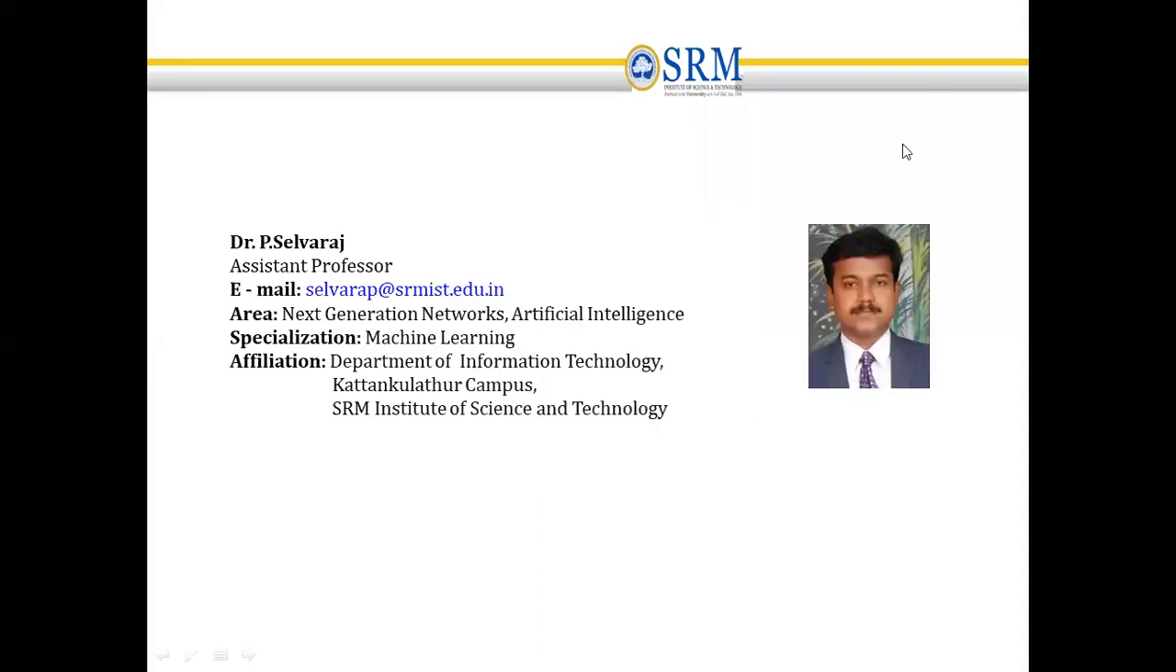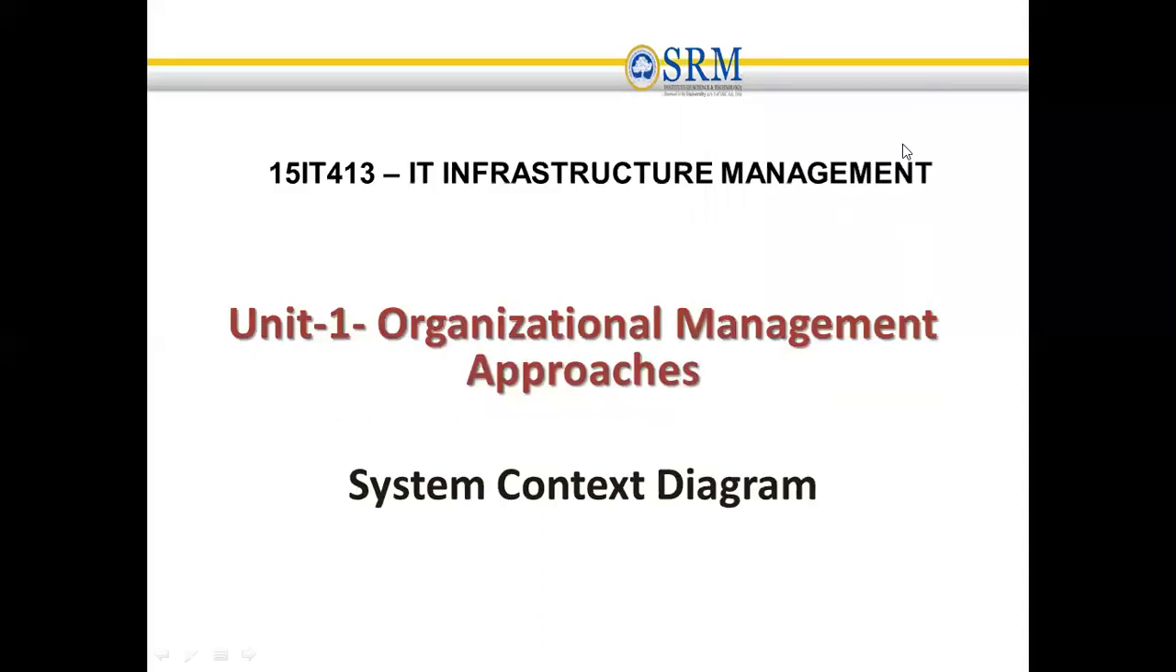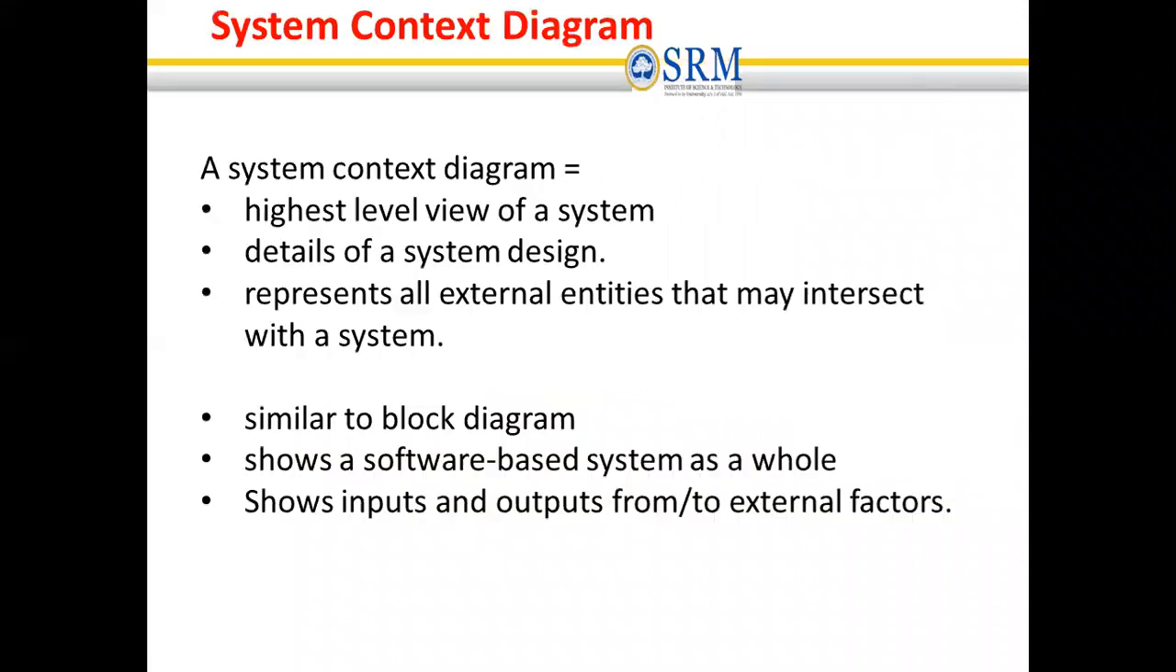Hello all. In this lecture, we will discuss system context diagrams. Let's get started with the features of the system context diagram. A system context diagram provides the highest level view, or the overall view, of the entire system, and it is normally used to specify the details of a system design.